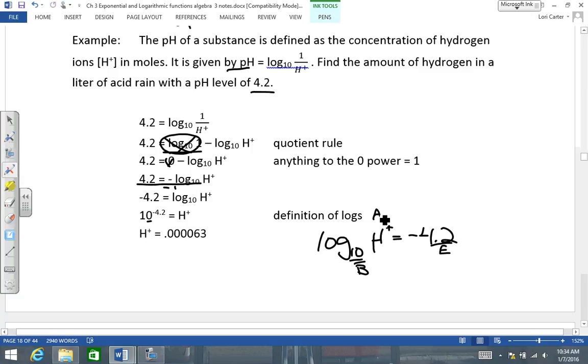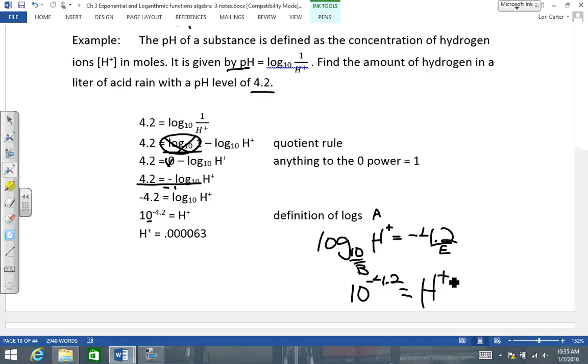Answer. So it goes 10 to the negative 4.2 equals your hydrogen. That's all they did there. If there's only one log, you write it out of log. You write it into exponential form. You have to use your calculator. So now you do 10 to the negative 4.2 on your calculator.